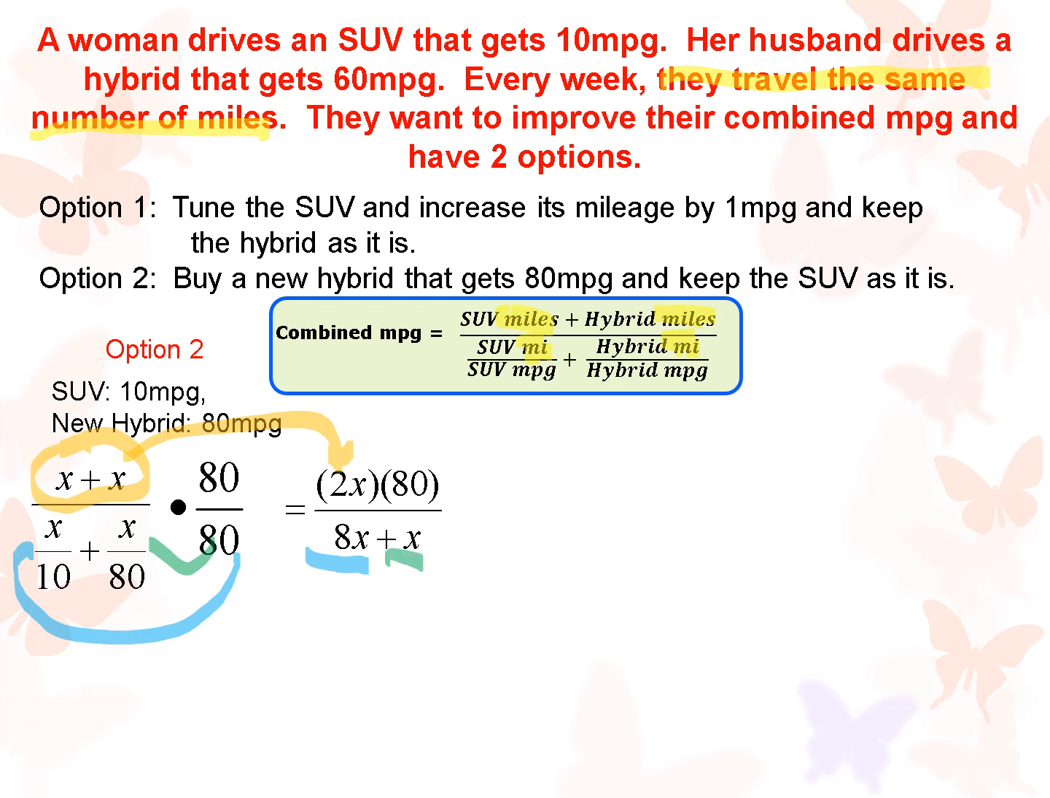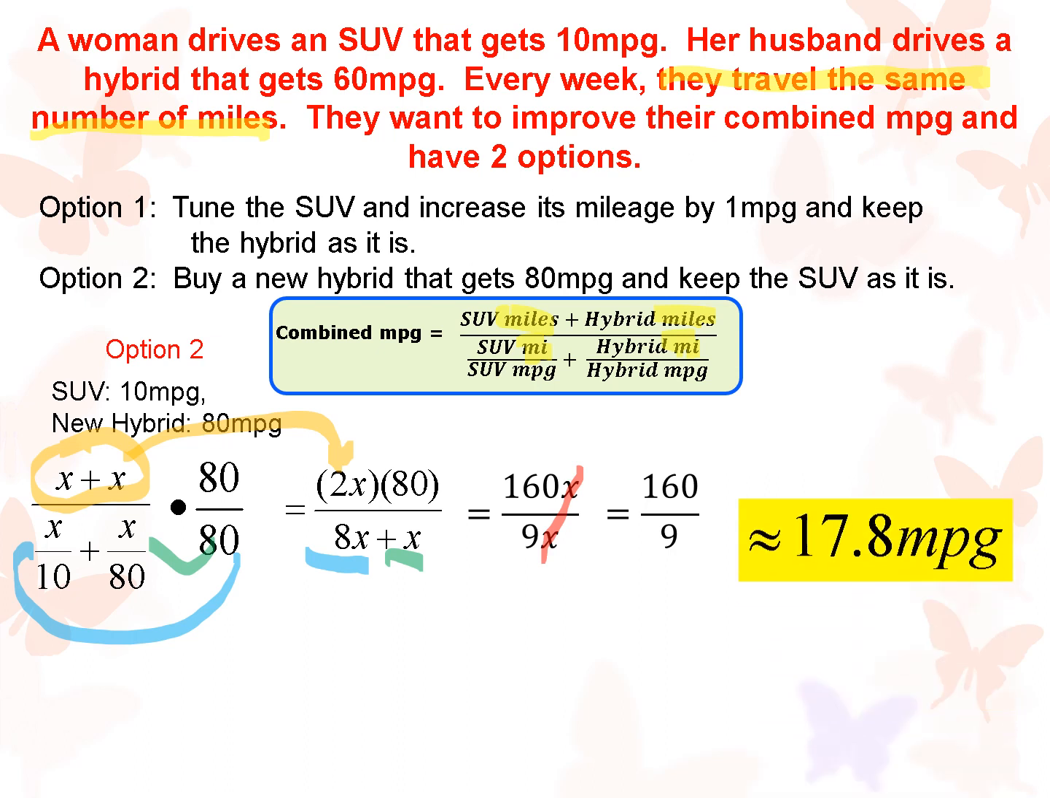So now I can simplify that further, and I can get 160x over 9x. So again, we notice that the x's go away, and I'm left with 160 over 9. Now again, you can do this division by hand, or you can use your calculator. I'm going to use my calculator, and I get approximately 17.8 MPGs.